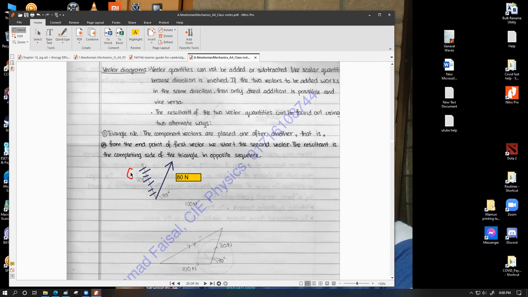If you want to find out the result using the triangle rule, we have to place the vectors one after another, which means with appropriate scale and direction, we have to draw the first vector. From the ending point of this first vector, we have to draw the second vector. So these two vectors will be in a single sequence. Single sequence means they will be continuously going in with one arrow direction. Then we can find out the resultant by joining the line from the start point of the first vector to the end point of the second vector, and that arrow gives you the resultant.